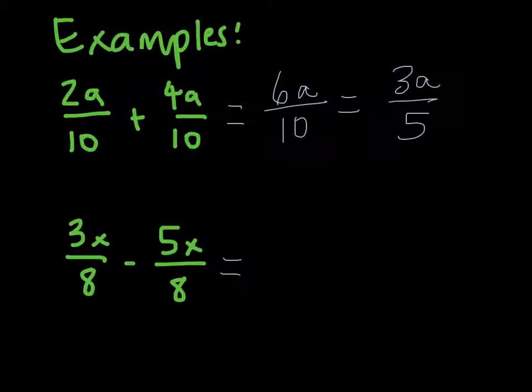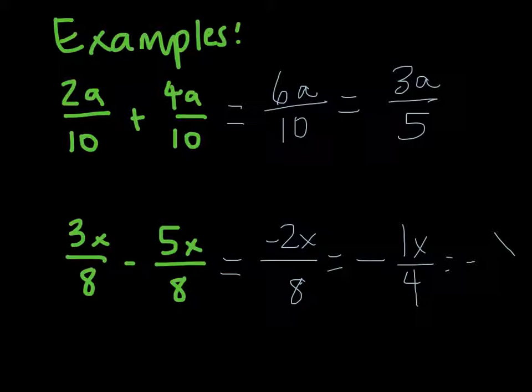Okay? And down below, 3x over 8 minus 5x over 8. 3x minus 5x is negative 2x over 8. My whole fraction is negative. And I can simplify it, and it makes 1x over 4. But then a better way to write that is to just put negative x over 4.